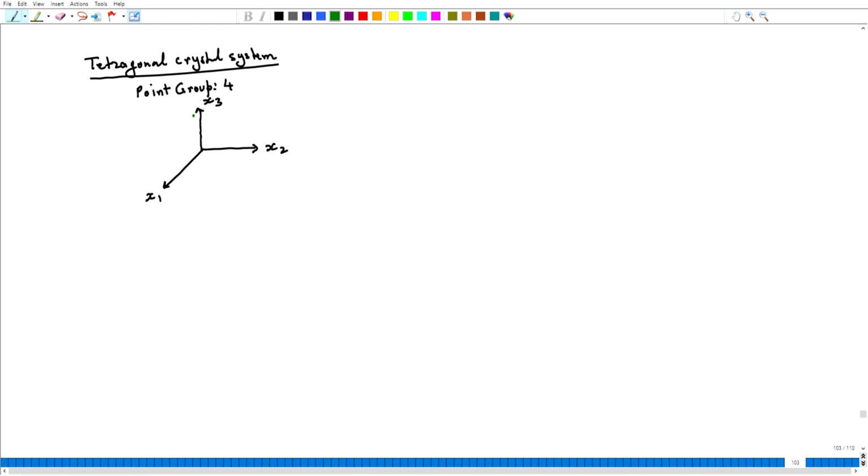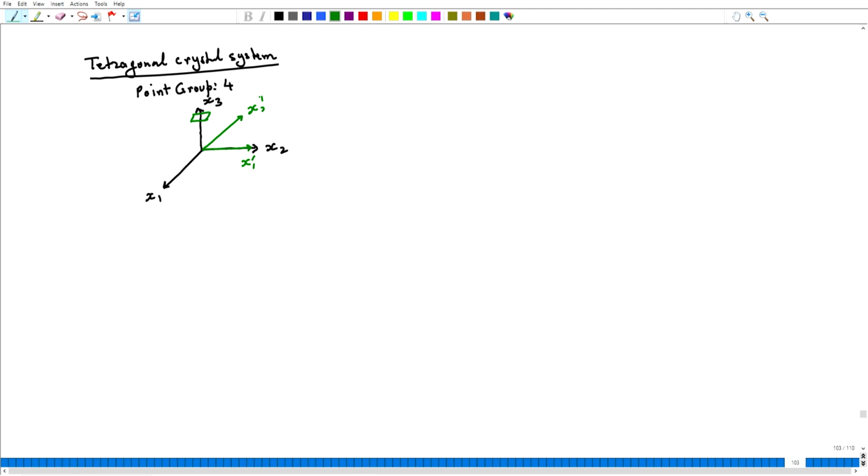So, put a 4-fold rotation symmetry around x3. A 90 degree rotation about the x3 axis will take the x1 axis to coincide with the x2 axis. So, this would be x1 prime. The x2 axis will also rotate by 90 degrees and would come here as x2 prime.